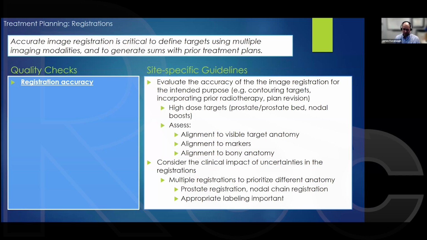Bony anatomy is kind of our last ditch effort, because a lot of this can move around. And so it depends on proximity to bones. And then consider the impact of uncertainties in the registration. If one registration doesn't work for everything, potentially you may have to copy a data set and do multiple registrations, and then document really well so your physician knows, hey, this is the one that you want to use for prostate contouring, and this registration is the one that you want to use for nodal contouring, things like that.